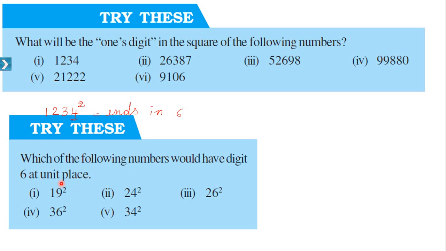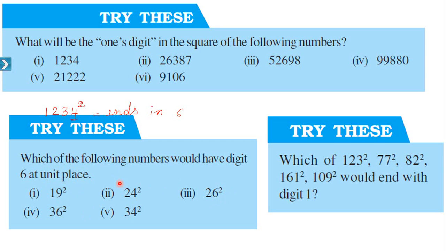If 9 is in the units place, then its square ends with 1. If 4 is in the units place, then its square ends with 6. If 6 is in the units place, then its square ends with 6. So you have to write which of the following numbers would have digit 6 at the units place.